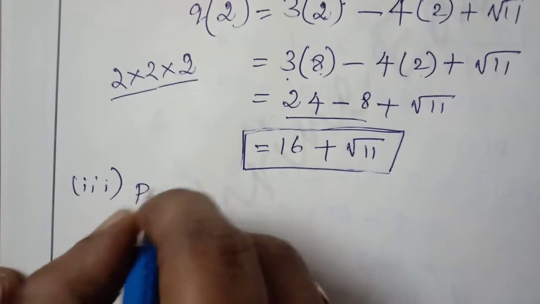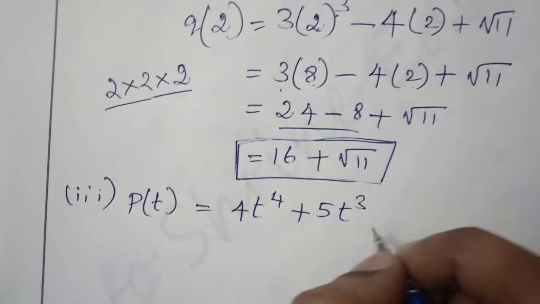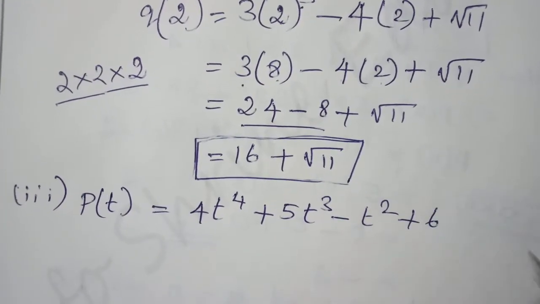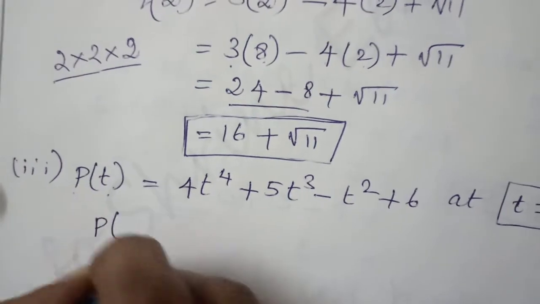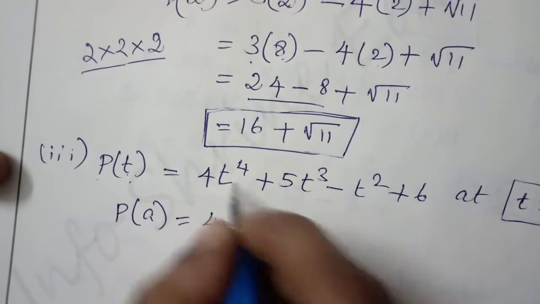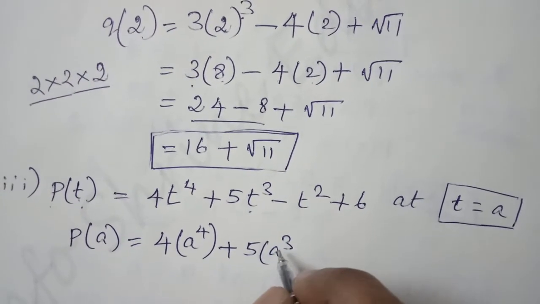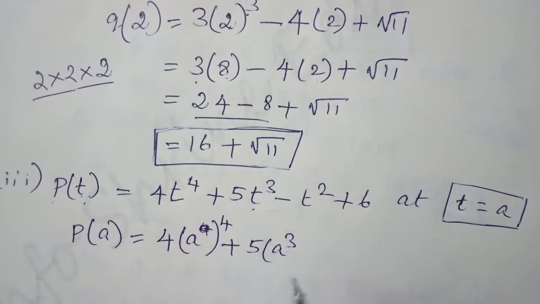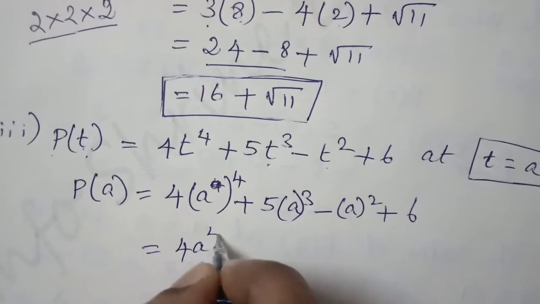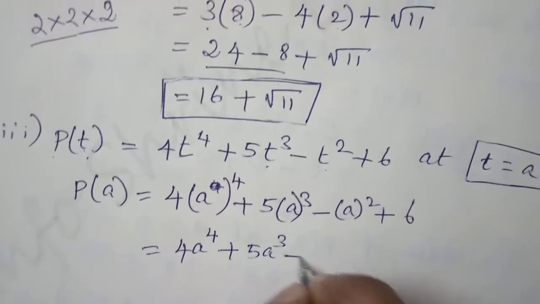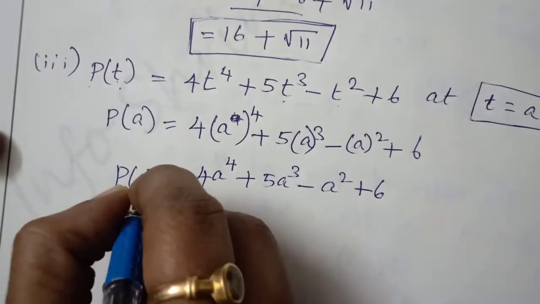Third one is P of t is equal to 4t power 4 plus 5t cube minus t square plus 6 at t is equal to a. So t, the value they have given is a. So P of a is equal to 4, t is what? a to the power of 4 plus 5, t is what? a to the power cube. I'm sorry, 4 is here. Okay. Minus t is what? a square plus 6. So it is 4a to the power of 4 plus 5a to the power of 3 minus a square plus 6. This is the answer. So P of a is equal to this.